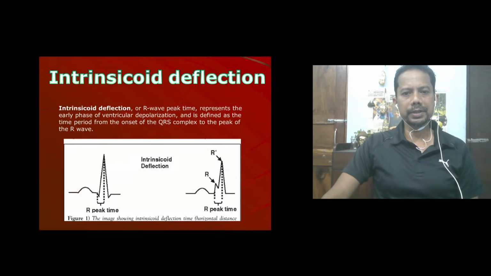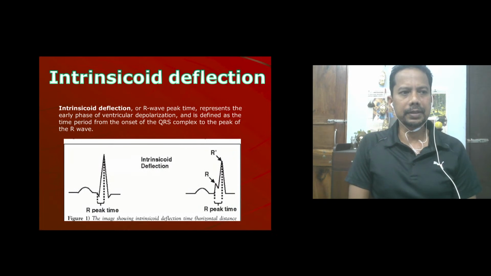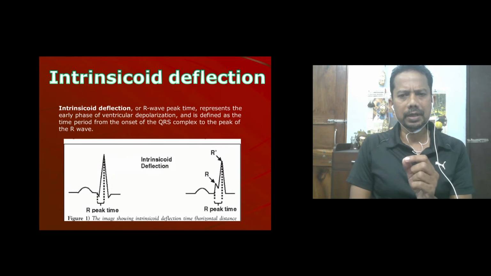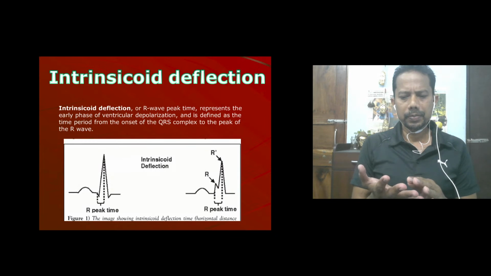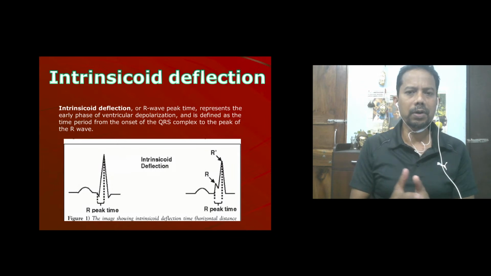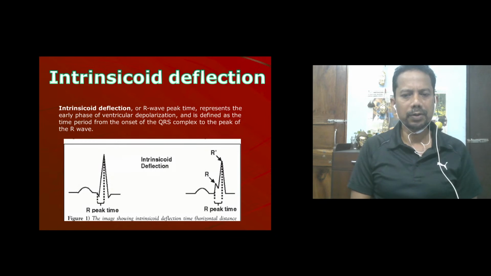So you should evaluate. Now, what is intrinsicoid deflection? This is something which most people don't even think of when they are looking at the ECG, and this is a very subtle sign of a patient developing a conduction block. You can actually guess that this patient will develop left anterior hemiblock, or this patient will develop LBBB just by looking at the intrinsicoid deflection.